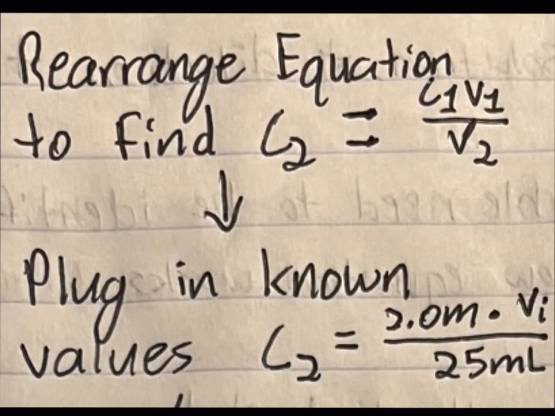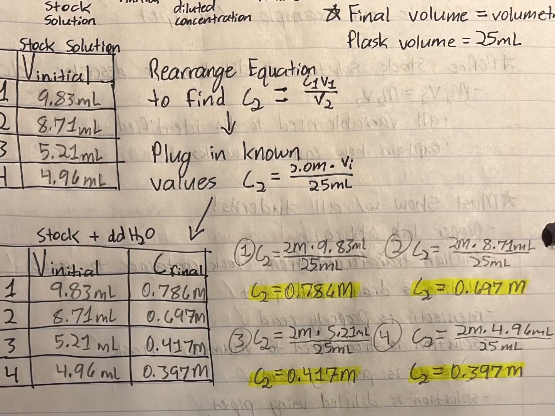To calculate for C2, or the diluted concentration, you can rearrange the equation to be C2 equals C1V1 over V2. And now you can plug in the known values, which C2 equals 2.0 molarity times V initial over 25 milliliters. After performing the calculations, we make sure to put all the final concentrations into our lab notebook.